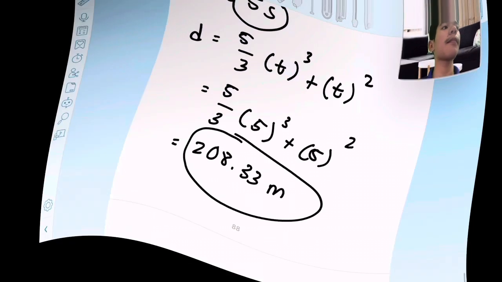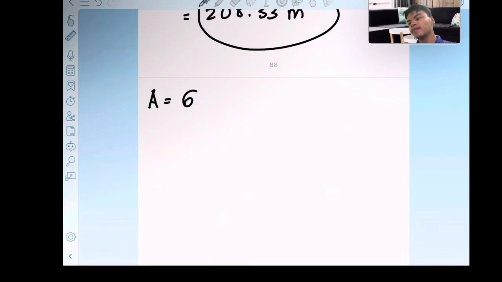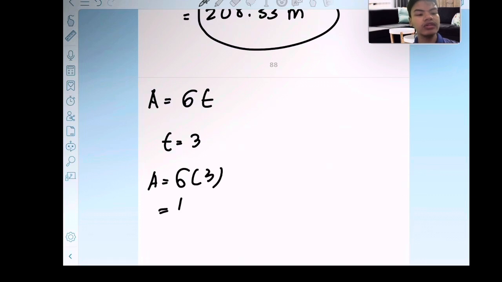Okay. So for Shahmi, we got the acceleration equation, which is 6t. What is Shahmi's acceleration at t equals 3? We can easily substitute the value of 3. So here we know that Shahmi's acceleration at 3 seconds is 18 meters per second squared.